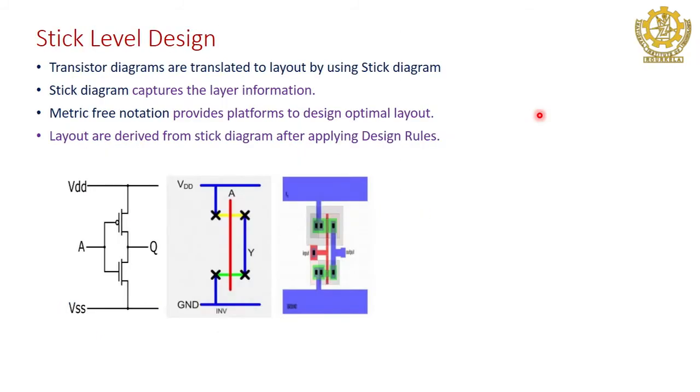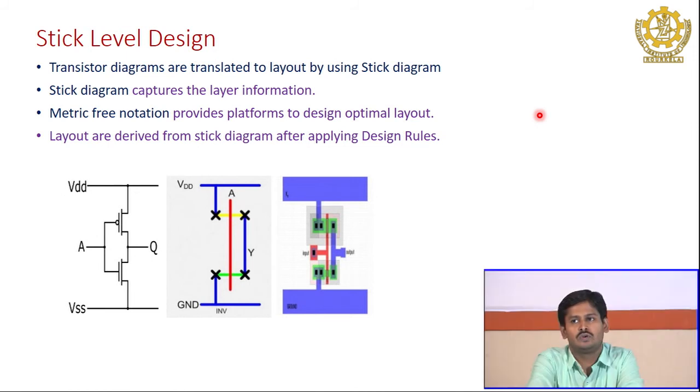Now once your circuit level design is over, next is actually layout. But before going to layout, we have a level of design called stick level design. So just to understand in an easier way, this is an inverter, a CMOS inverter. So one NMOS, one PMOS, input A, output Q respectively, VDD and ground.